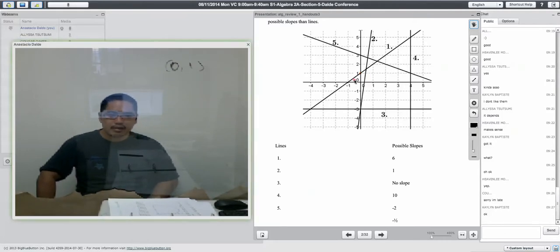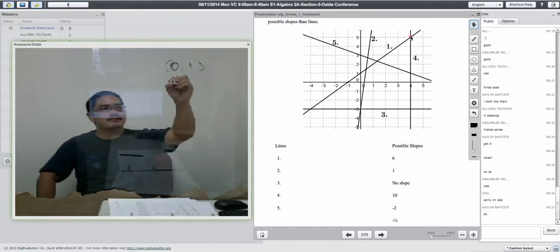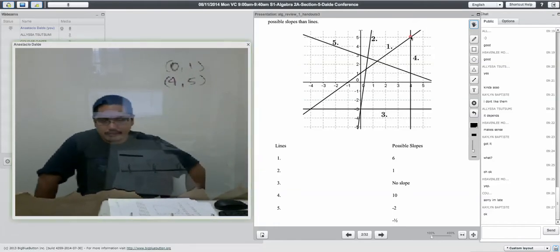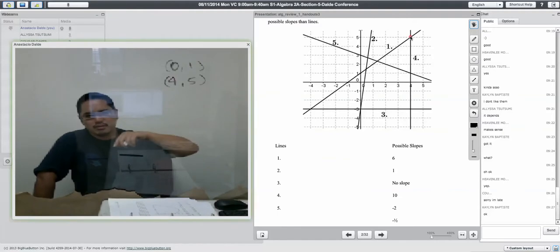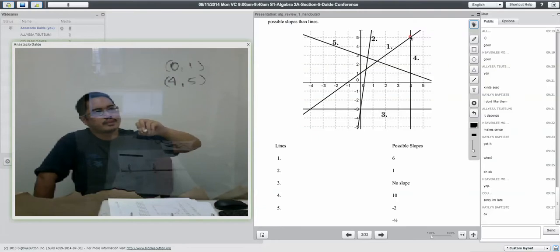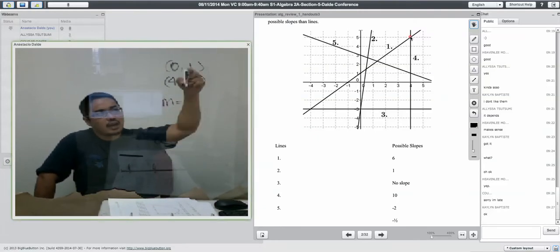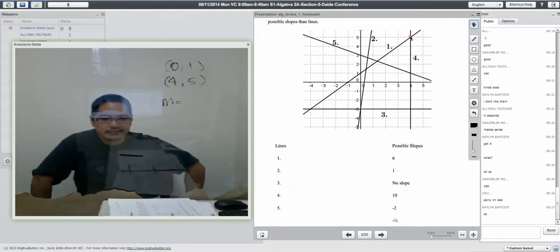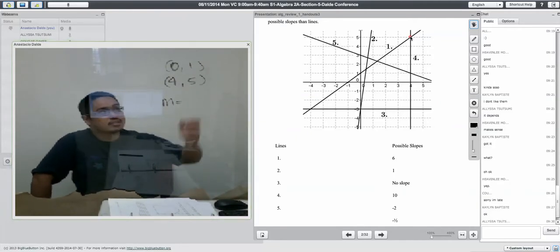Alright, now you choose another point, any point you want on this line. Usually you want to choose something to the right of it. And that point is 4, 5. Alright? 4, 5. So these are my 2 points. Point 1, point 2. Then what is my rise? How high did I have to go up to start at this point and get to this point?